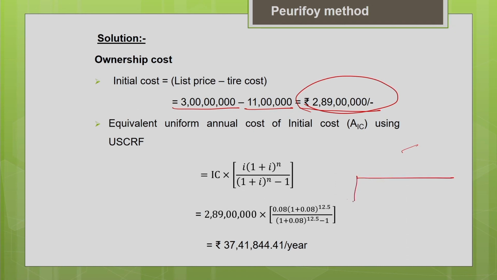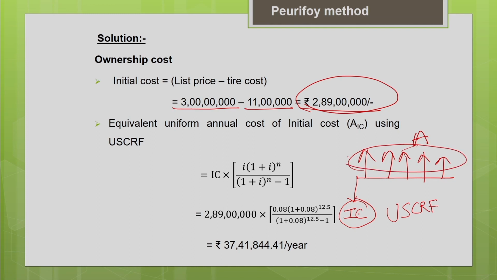So hope you remember which compounding factor we are supposed to use. Say this is the initial cost. This initial cost we are converting into equivalent uniform annual cost A. So this IC is made equivalent to A using the uniform series capital recovery factor. The initial cost is converted into equivalent uniform annual cost, the annualized cost. We call it the annualized initial cost.